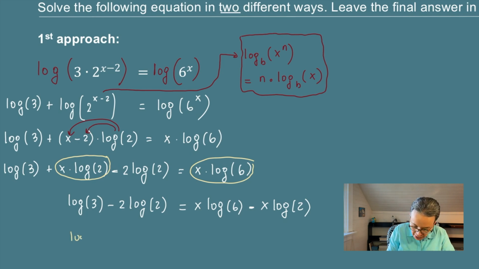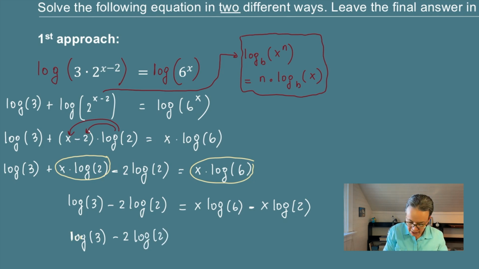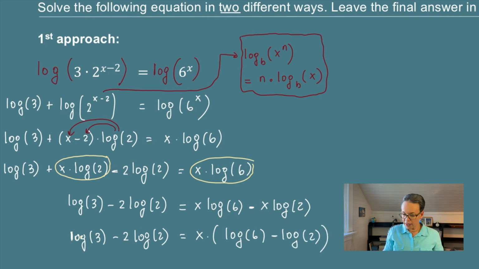That means I'm going to have log 3 minus 2 log 2. The left side remains the same. But now I can factor x out, and I'm going to have log of 6 minus log 2. Very nicely. And again, these are real numbers.